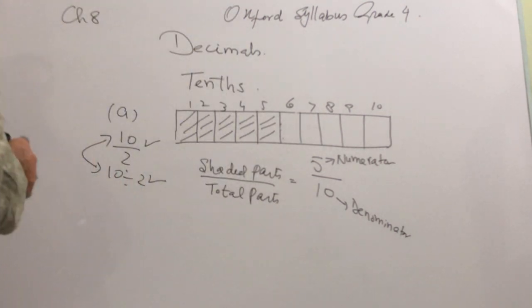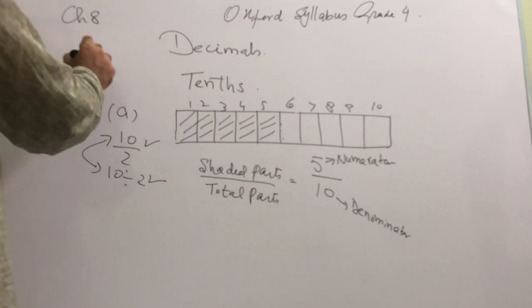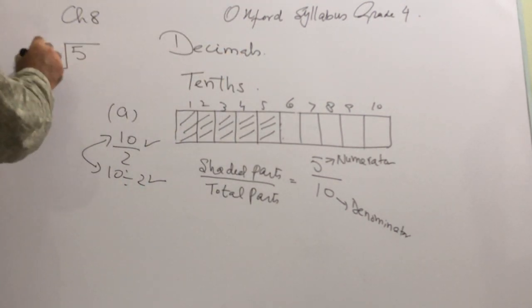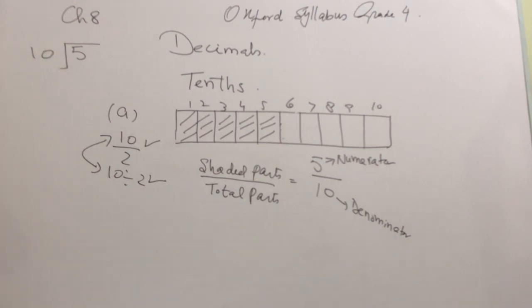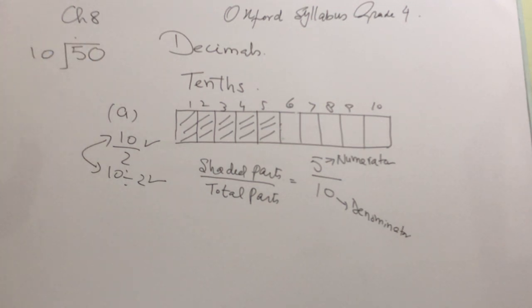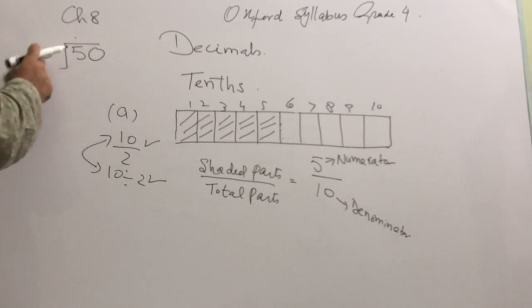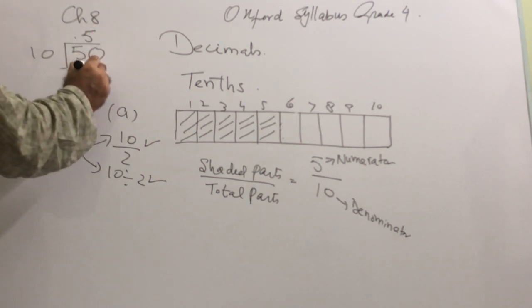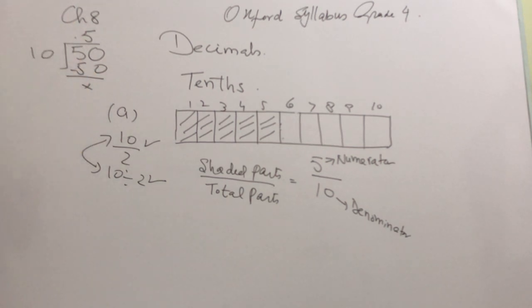We will just divide the numerator by the denominator. We know that 5 is smaller than 10, so we cannot divide it. First we will put a decimal point here, then we will put a 0 from our side. Now it is bigger than 10, so we will go through the table until we get 50. 10 5s are 50, so it is 0.5.